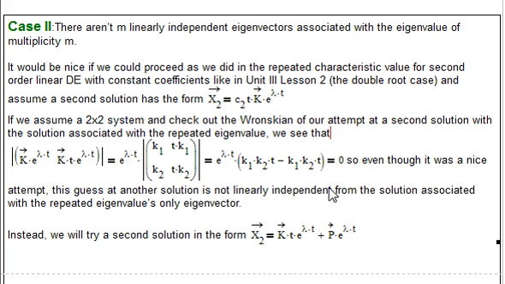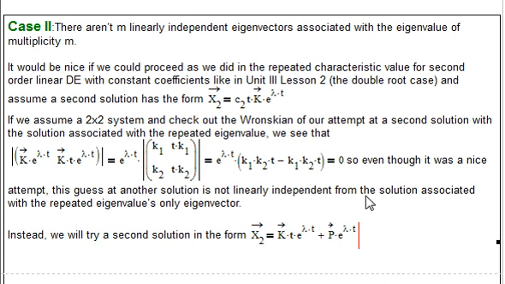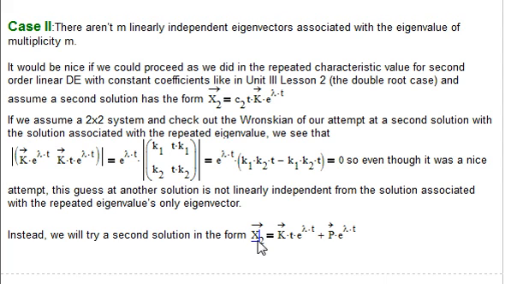Okay, here's what you have to think about. We do, in fact, multiply by a t, but then we still must come up with another vector, and that vector has to be associated with this particular solution, and it's not as crazy as it seems. So we'll try a second solution of the form x2 is k, our eigenvector that we found, times e to the lambda t times t plus some other vector p, which we're going to search for, times e to the lambda t.